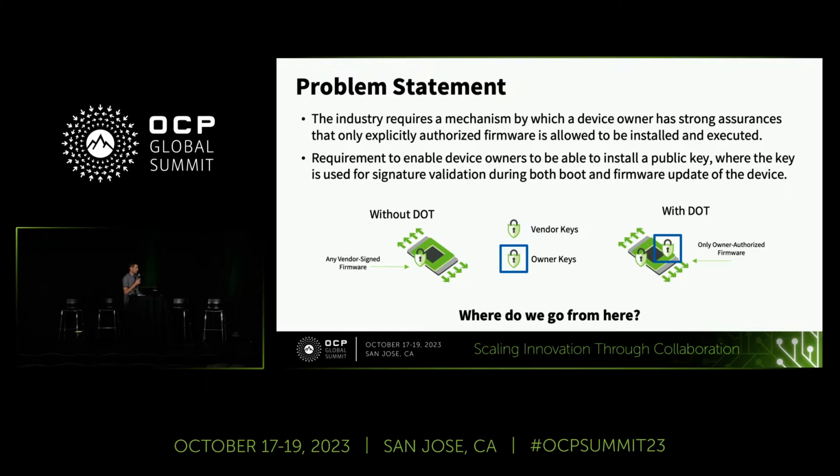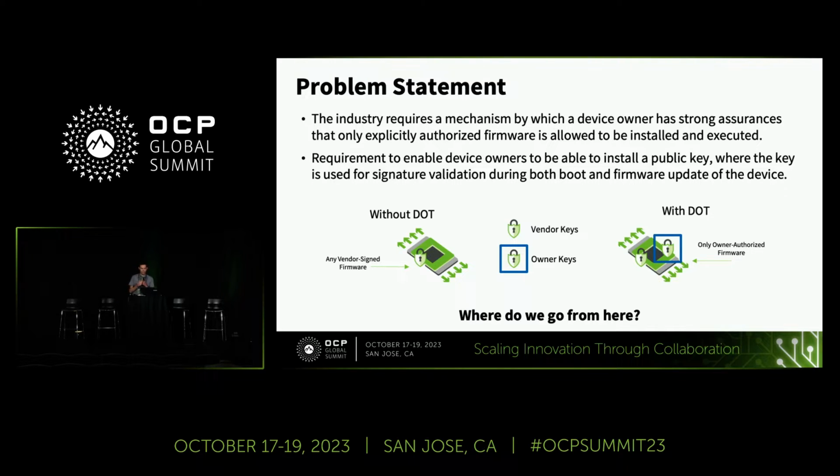Now with my sort of grade school Microsoft Paint skills, you can see on the left we have a device that doesn't support device ownership transfer. We only have vendor keys in that device, and as such, any vendor-signed firmware can be installed and executed on the device. On the right, we have the device that does support ownership transfer. That device also has owner keys installed, and as such, only owner-authorized firmware can be installed.